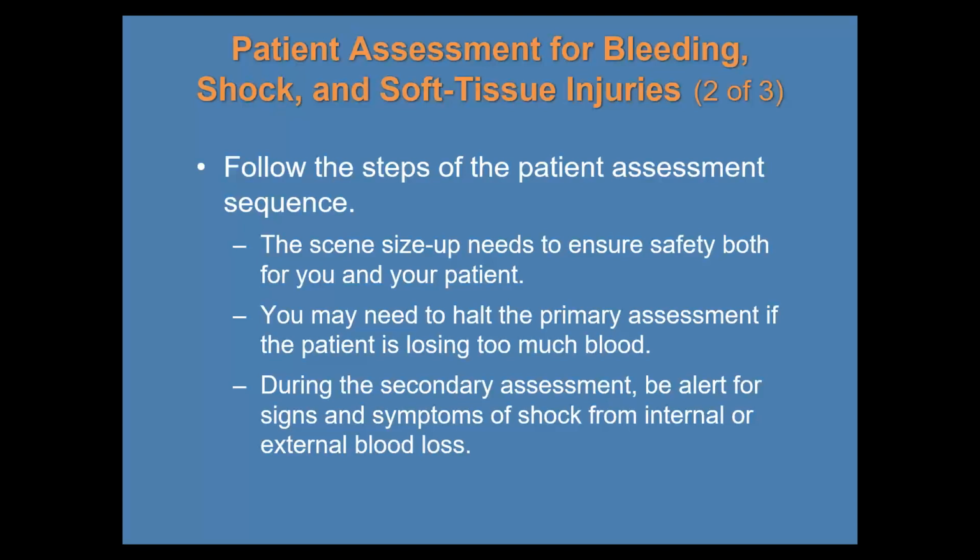So it says you may need to halt a primary assessment if the patient is losing too much blood. It's one of those things we call find it and fix it. As we're doing this assessment, we're looking at the body of the patient. We walk up and you can see that they're obviously losing a lot of blood continuously. There's no reason to start checking for airway, breathing, and all this other stuff.